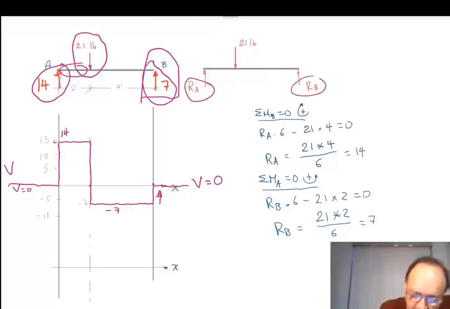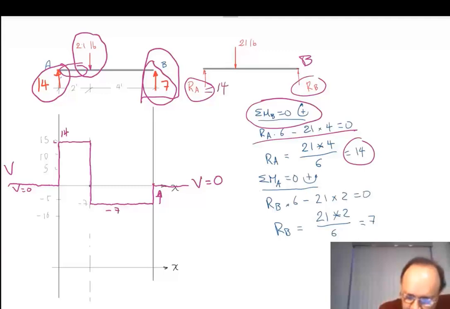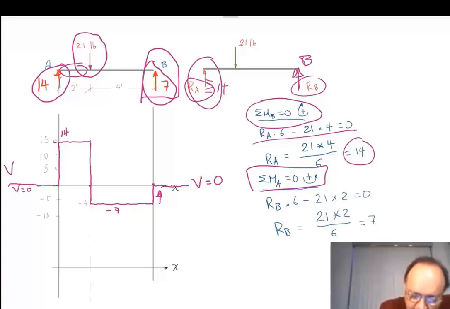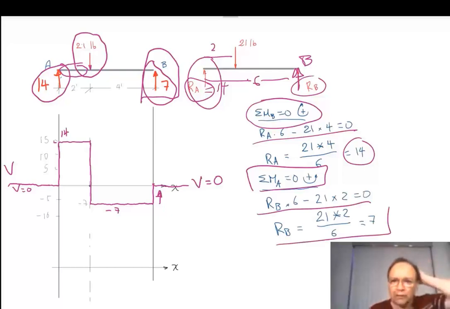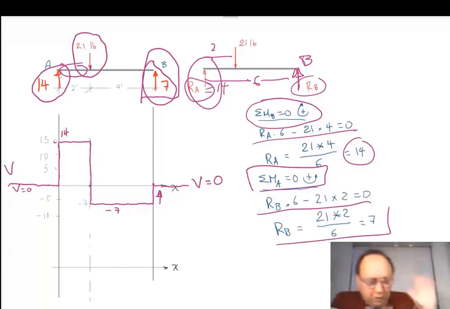So you take summation of moments about point B. That's it. And then you get that reaction at A is 14. And then summation of moments about point A is just RB times 6 minus 21 times 2. And then you get RB equals 7, right? Okay, thank you. I just needed to check.